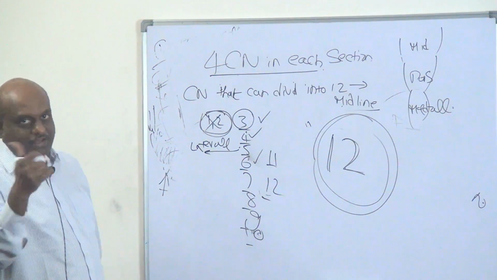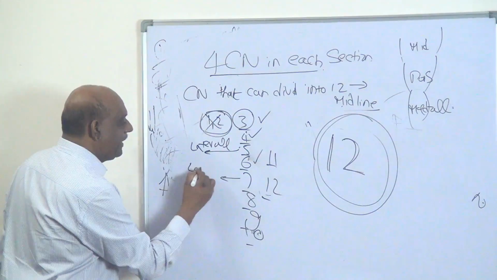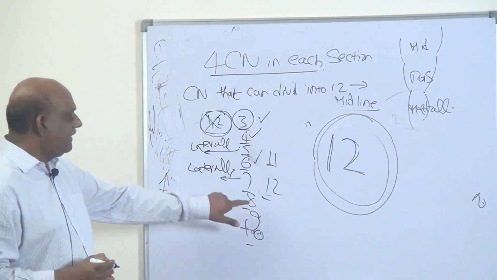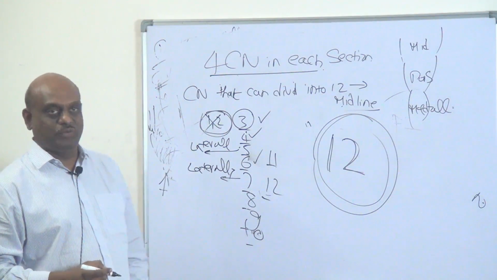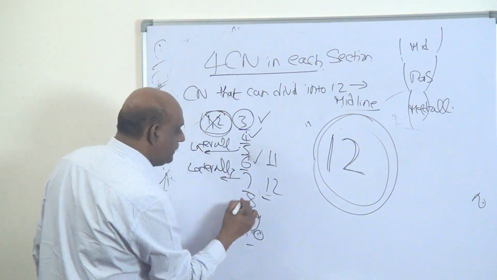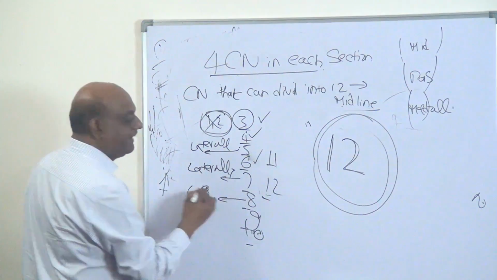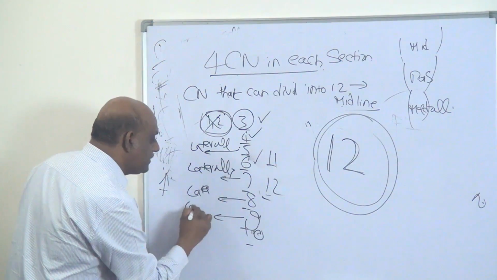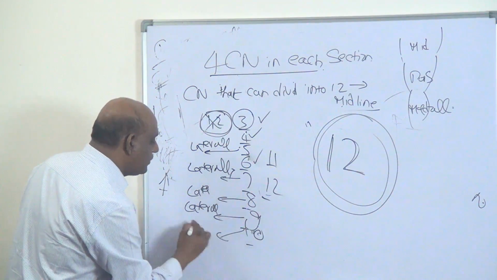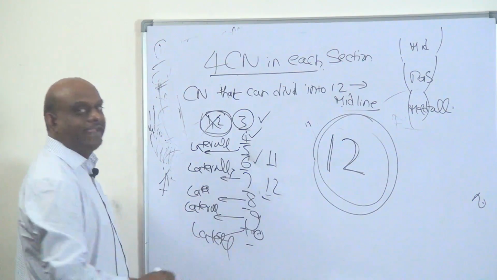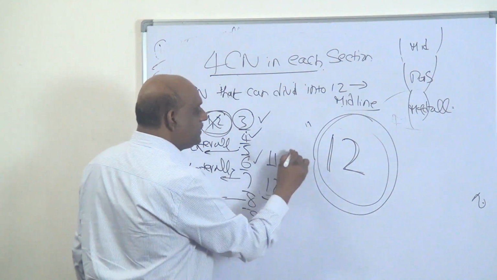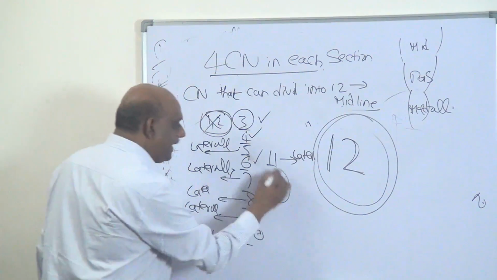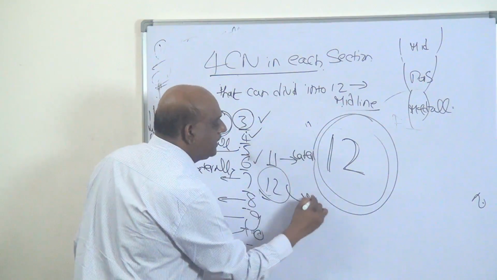Then 7, it cannot. That's the reason it is typically located laterally in the brainstem. Then can 8 divide 12? No. That's the reason 8 is also present laterally. Can 9 divide? No. That's the reason 9 is also located laterally. 10 is also present laterally, and 11 is also present laterally in the brainstem. Only the 12th cranial nerve once more is present in the midline.